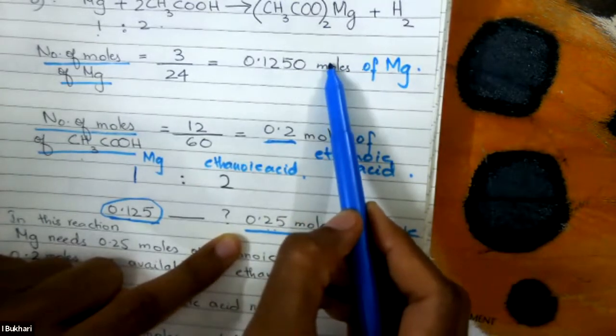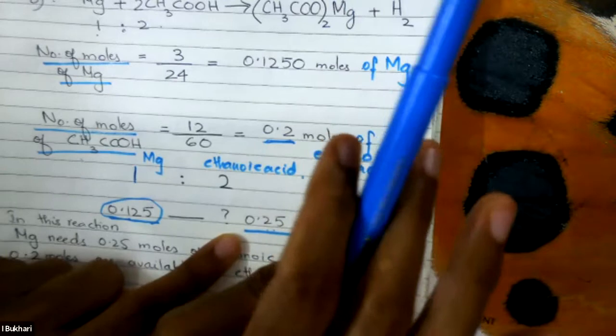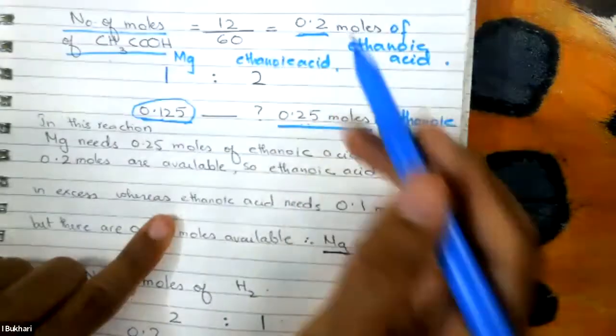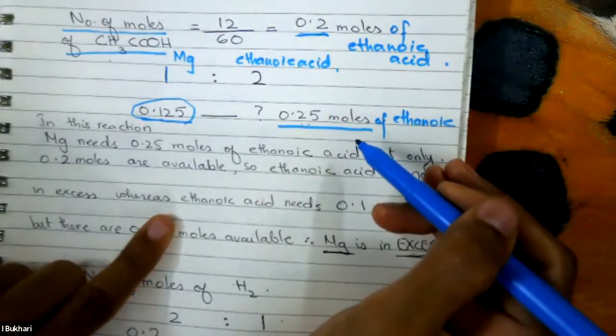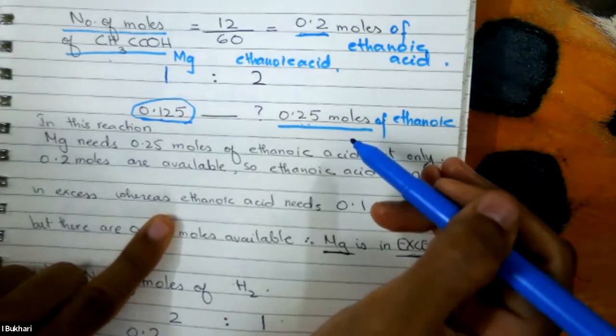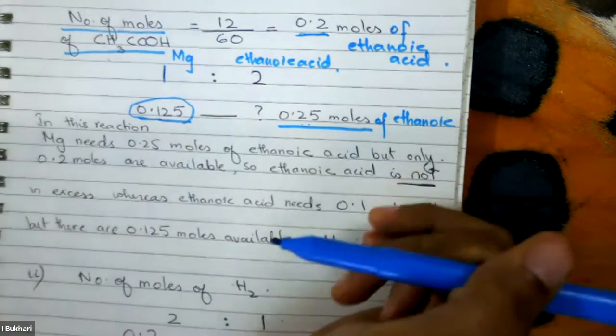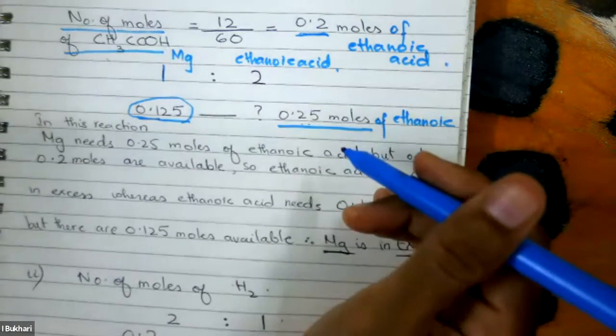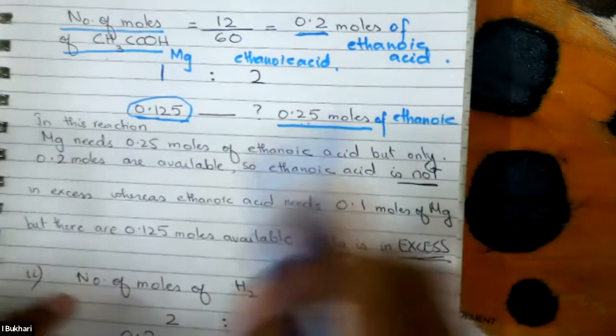Miss, I don't get it. Okay, wait, let me finish. How do we find the excess thing? I don't get this. Okay, wait. Let me finish and then I'll do it the other way.